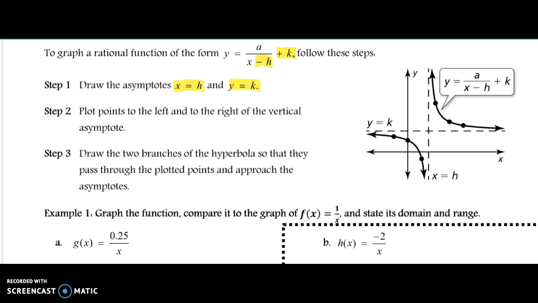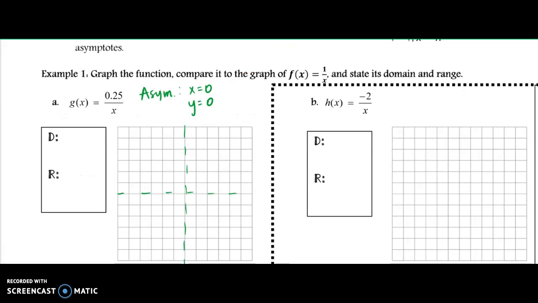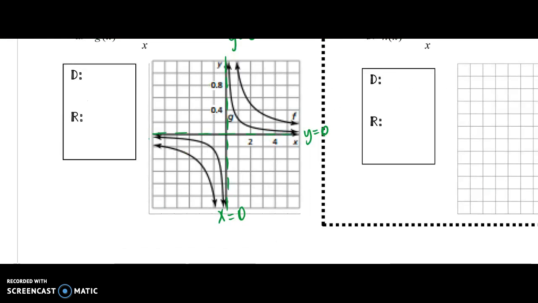X isn't being subtracted by anything, so we don't have an h, and for k, there's nothing being added, so we don't have a k either. So this means our vertical and our horizontal asymptotes are just 0. After you draw the asymptotes, I want you to put this function in your calculator and draw what you see. Okay, now after you've drawn your graph, we need to figure out what the domain and the range is.